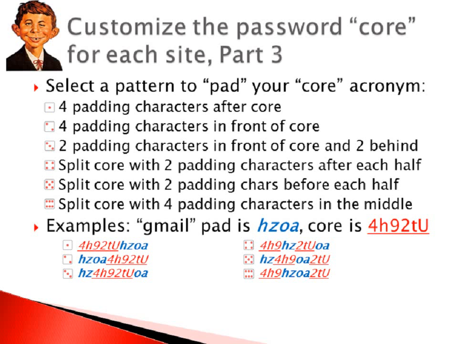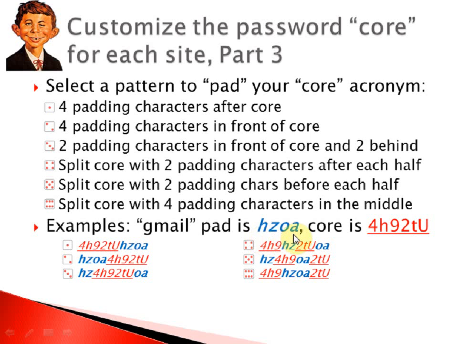So imagine that this red section here, the 4H9TU, is A Hitchhiker's Guide to the Universe. It's easy for me to remember that phrase, and it's going to be easy for me to remember the strong password core. Now when I go to Gmail, it's going to be easy for me to transpose G, M, I, and L to H, Z, O, and A, which become my padding mechanism.